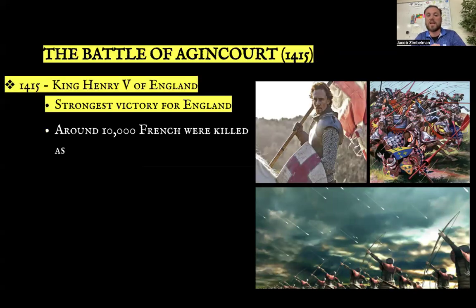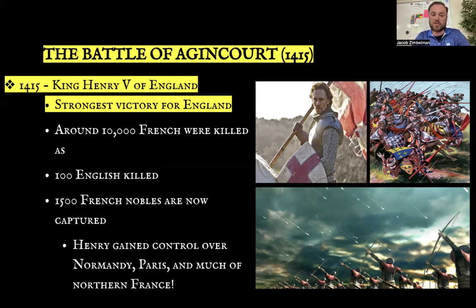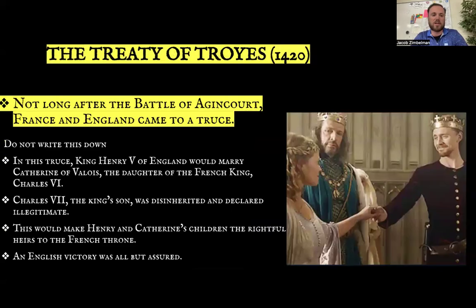Then in 1415, Henry V led an invasion that led to another very strong victory for England. Around 10,000 French perished, and only 100 English were killed, and 1,500 French nobles were captured. And Henry gained control of Normandy, Paris, and much of northern France. Again, their technology proved to be a huge advantage on the battlefield.